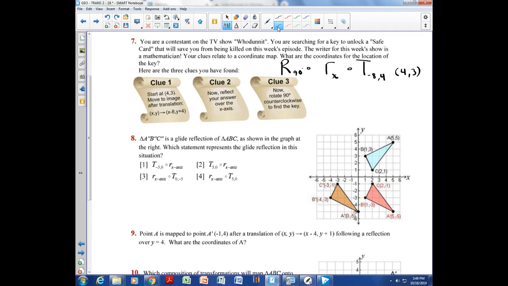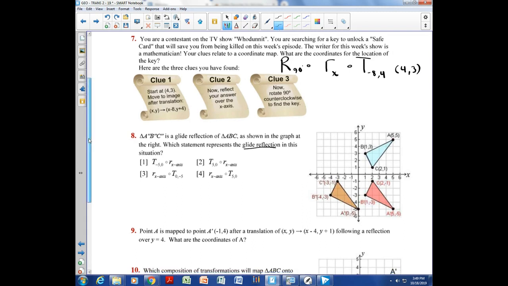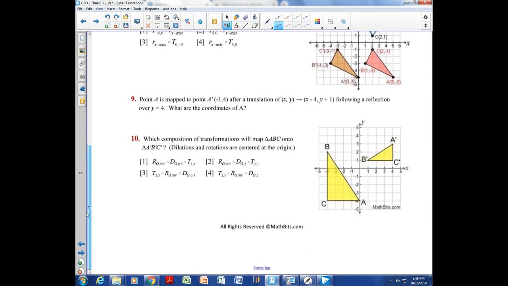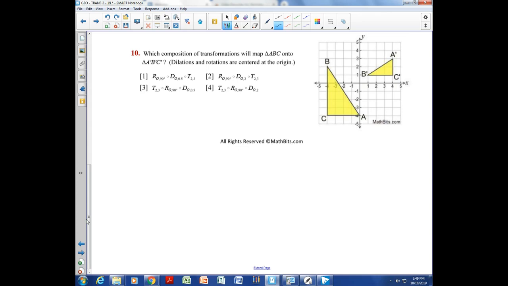I mean, so that's how you need to start looking at these compositions. Glide reflections, if you see that, we haven't spoken about that yet, so you can kind of hold off on that particular question. Let's just look at the last one, and then we'll call it a day.